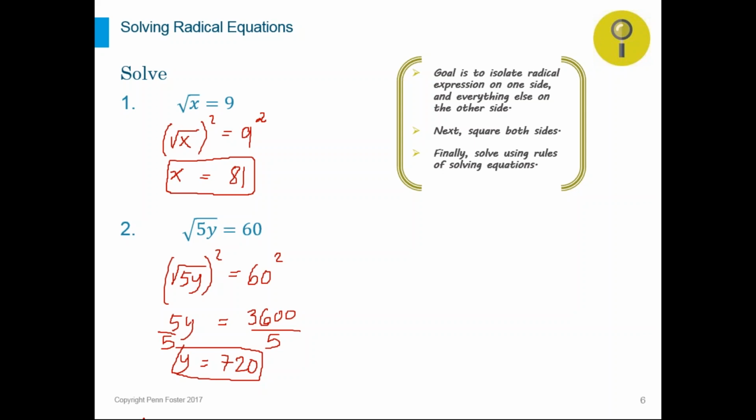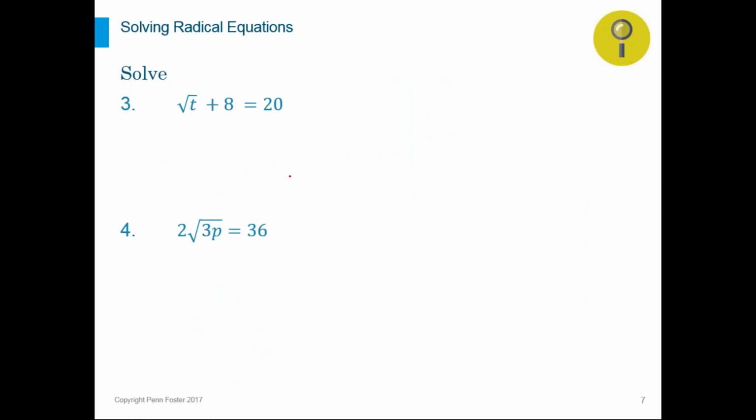Let's look at another type of equations here. What if we have a radical expression plus or minus a number equals a value? What should we do? Do we square both sides? And the answer is no. We only square when we isolate the radical on one side and the other things on the other side. So we are not ready to square yet. We need to prepare our equation first.